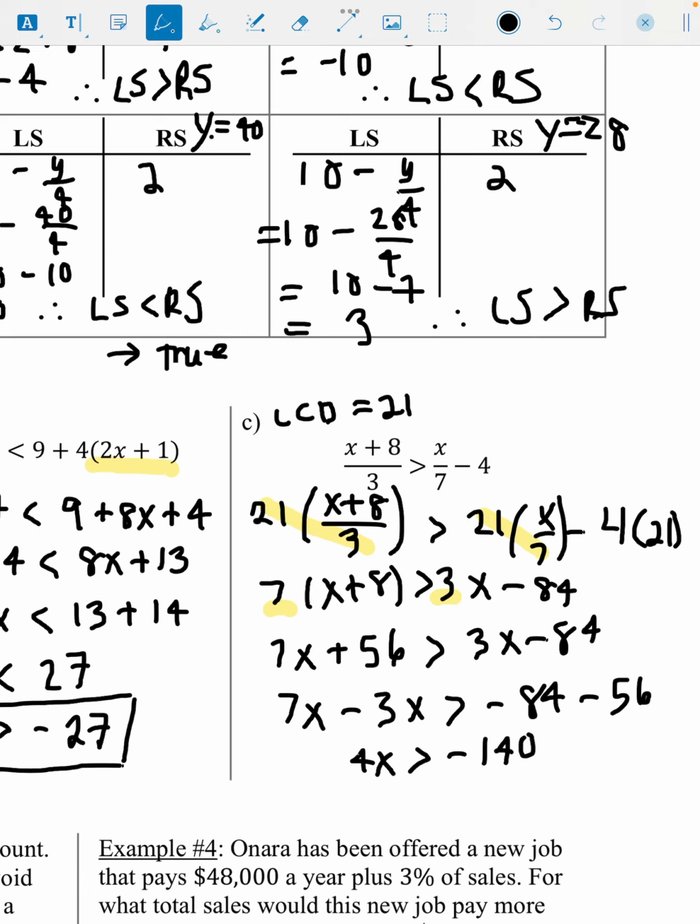So we're dividing both sides by 4 now, which means that we get that x is greater than negative 35.